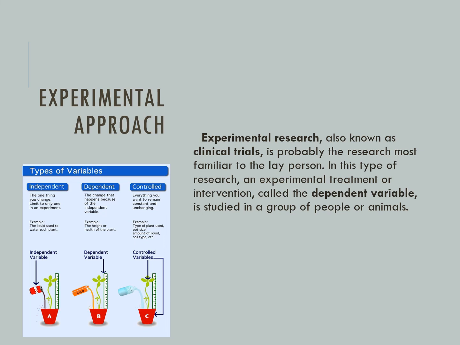And in this type of research, the experimental treatment or the intervention is actually called the independent variable, and is studied in a group of people or animals. So the intervention portion is independent, and the thing that we're trying to figure out if it's affected is going to be the dependent variable.